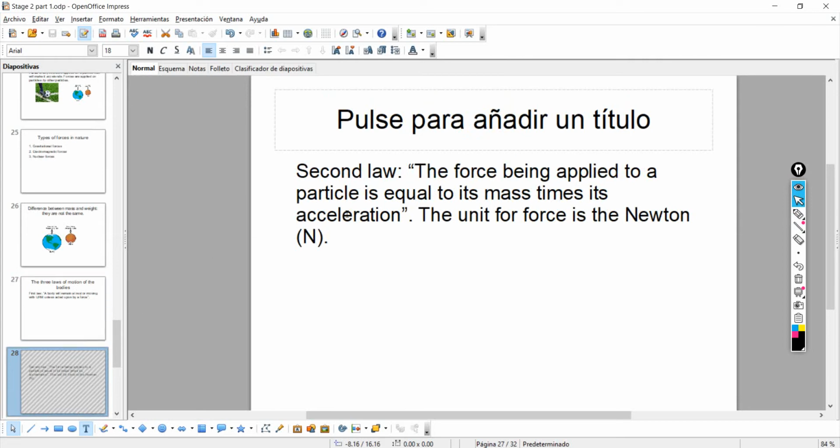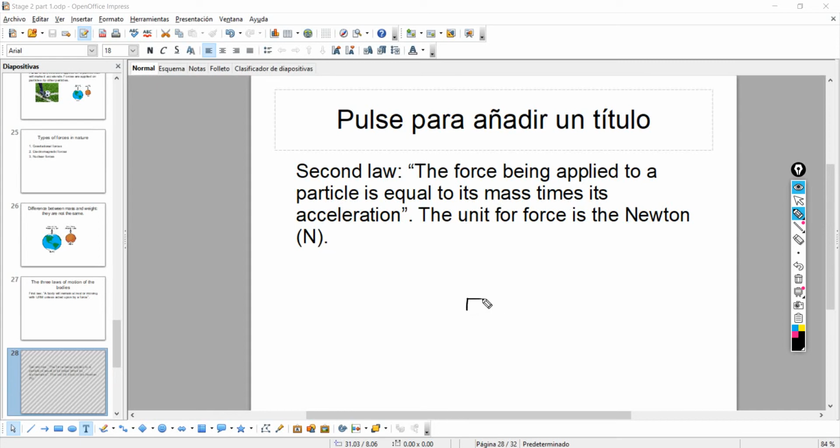Okay, the second law, this is perhaps the most interesting one. The second law says the following: the force being applied to a particle is equal to its mass times its acceleration. The unit for force is the Newton.